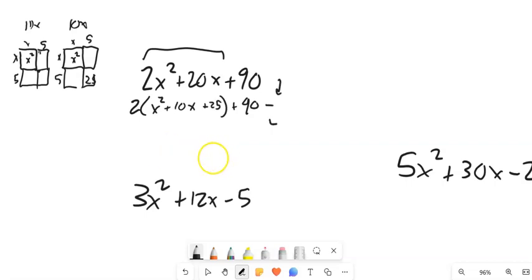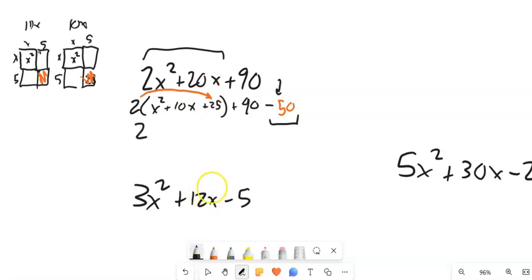Now I'm going to have to subtract something to offset that, right? But I didn't add just 25, right? I added 25 twice. Everything that's in here is multiplied by 2. So if I add 25, I've added it to both of these piles. I've added it here and here. So I have to subtract 50. So see how it's like 2 times 25.